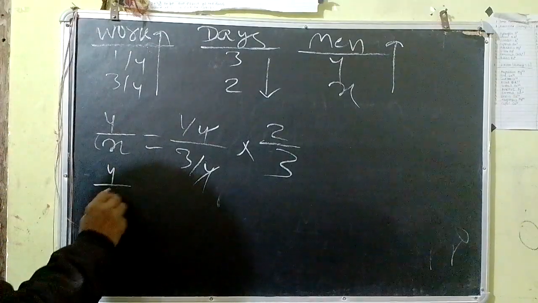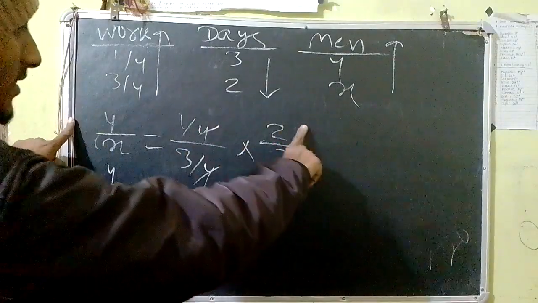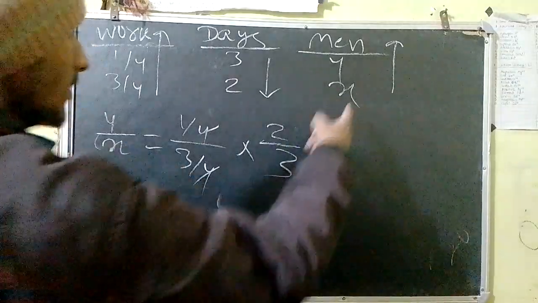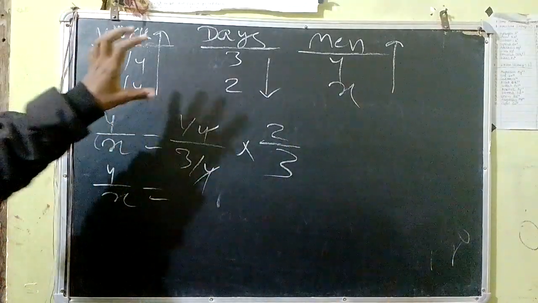So this will be 4 over x. Why will this be? Because these two had a positive relation, and this has an inverse relation with each other. That's why one of the ratios should be inverted.